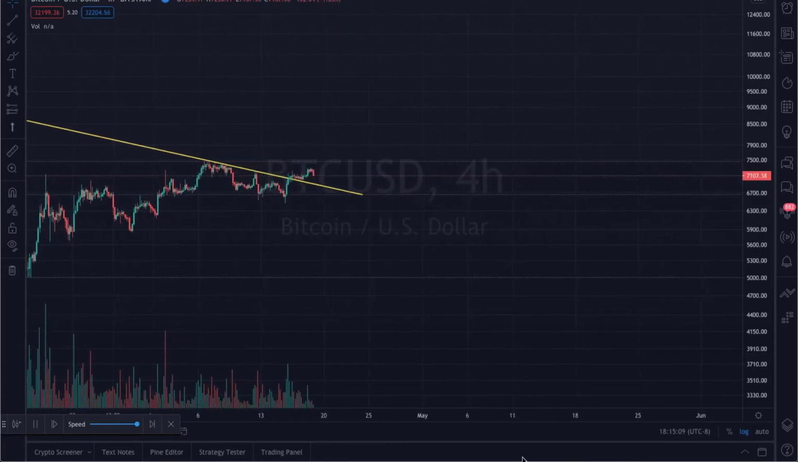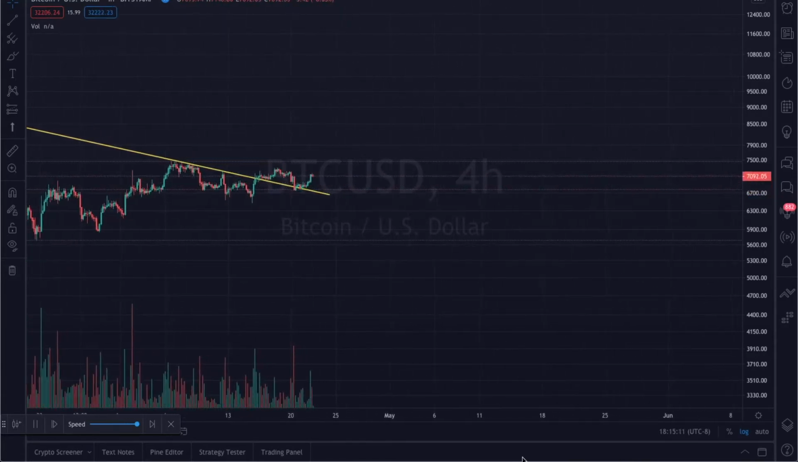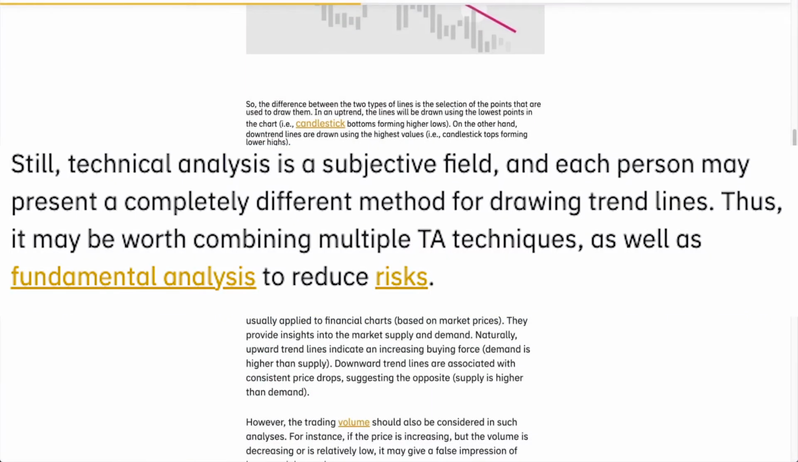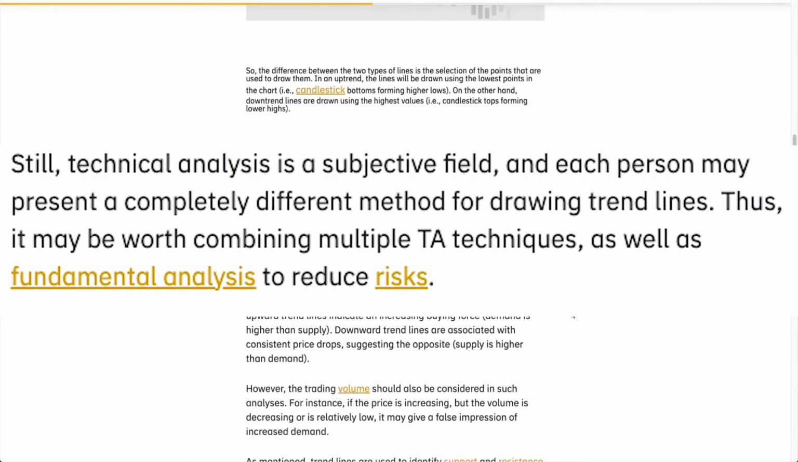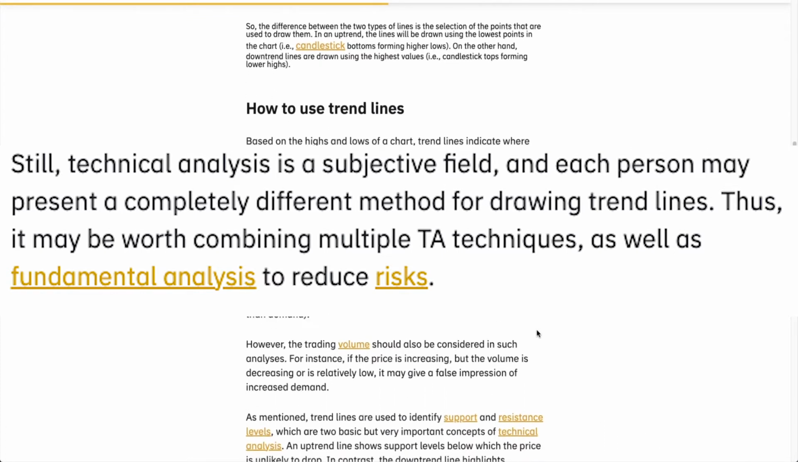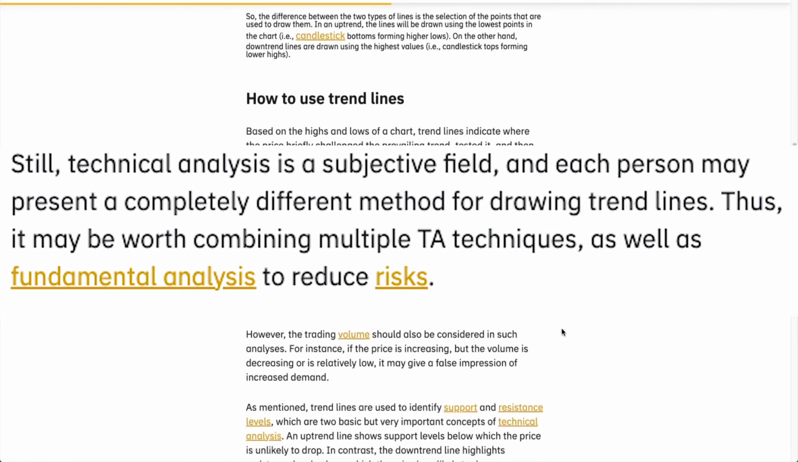Still, technical analysis is a subjective field, and each person may present a completely different method for drawing trend lines. Thus, it may be worth combining multiple technical analysis techniques as well as fundamental analysis to reduce your risk.